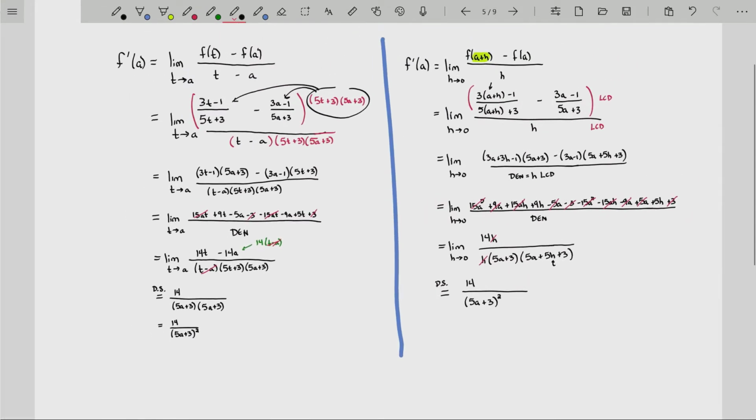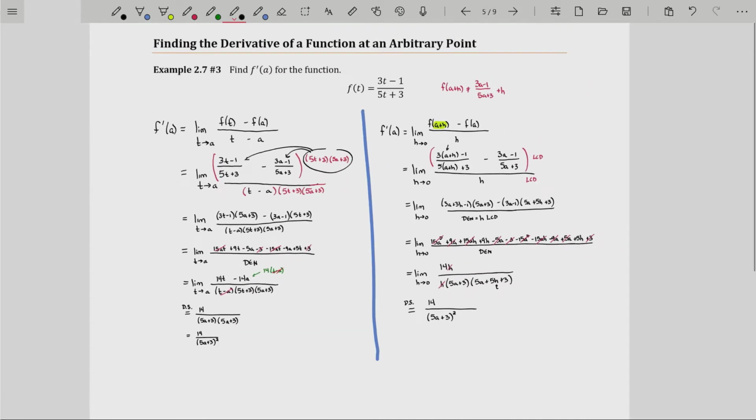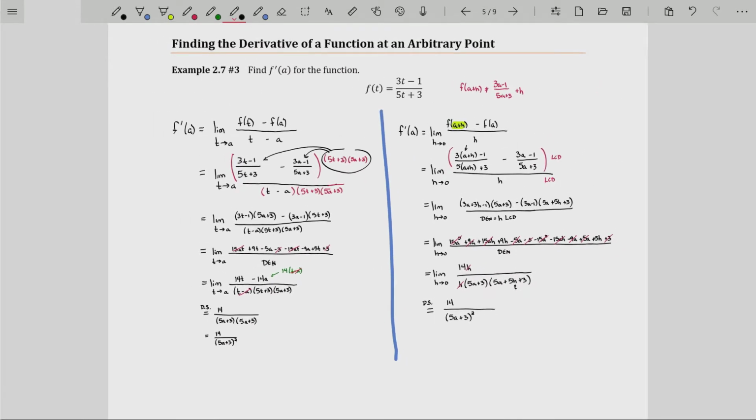It's not that it's shorter. I kind of skipped a little bit of the arithmetic and algebra in there, but it's actually a little bit uglier in this case with the f of a plus h minus f of a over h definition. However, again, it's my go-to definition. I like it. It works really well for other examples. So there you have it. So that's a good finding the derivative of a function at an arbitrary point example.